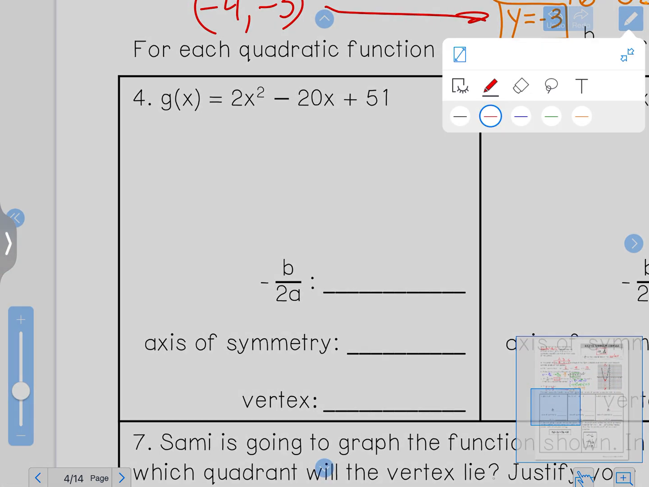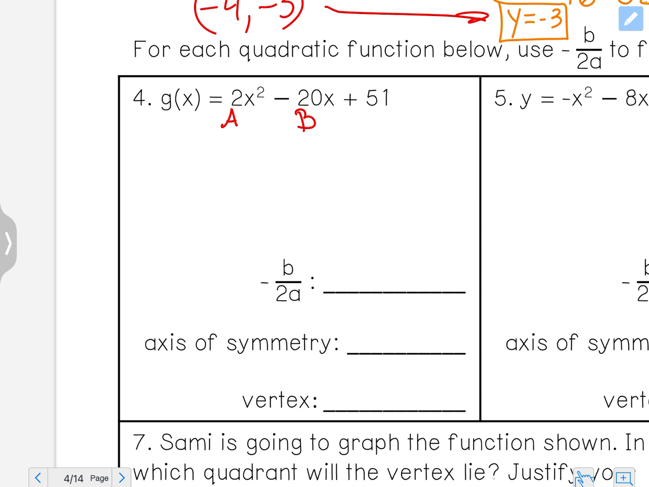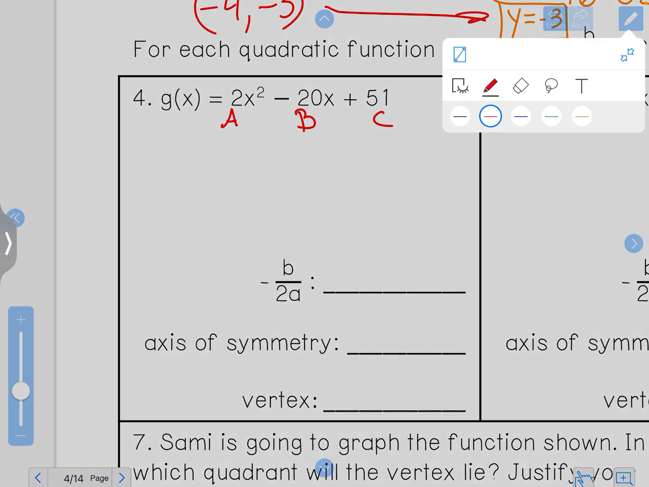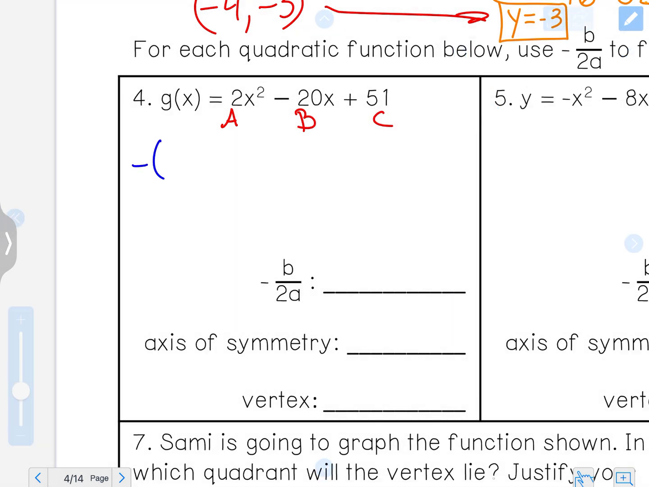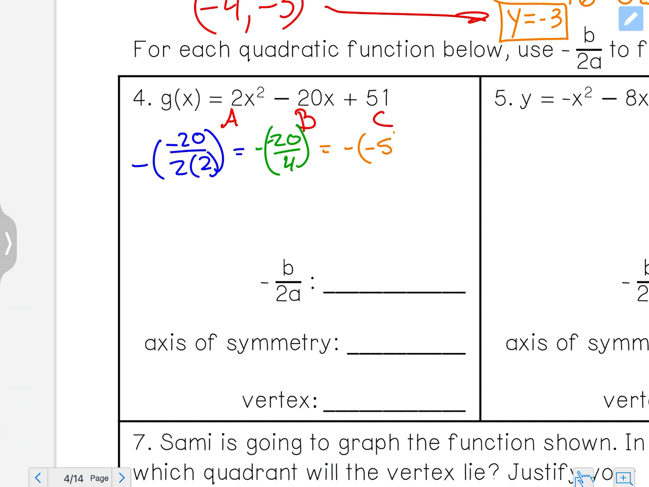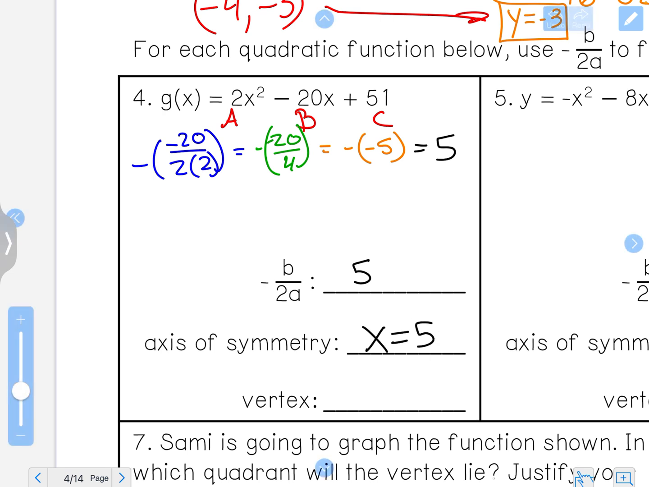So they gave us an equation. So again, we need to find our A, our B, and our C, and plug them into our formula. So negative, and then negative 20 is my B, over 2 times A. So we're going to simplify this. We go negative 20 over 4. We simplify our fraction, so we get a negative 5, and a negative times a negative is always a positive. So our x equals 5, which means our axis of symmetry is x equals 5.